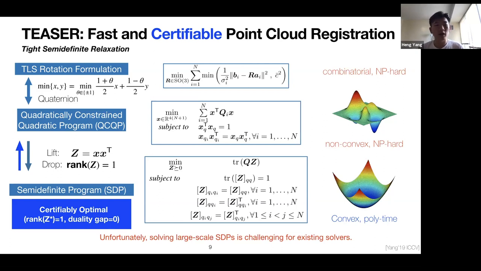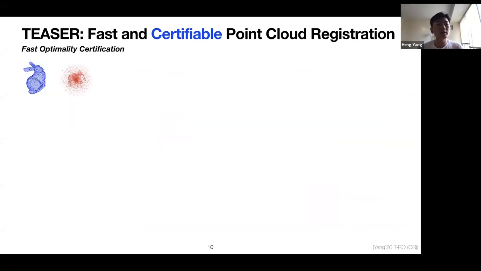And in fact, in practice, we found that this relaxation is almost always tight, when you have, for example, over 90% outliers in the measurements. But unfortunately, in the current literature, solving these large scale SDPs is still challenging. Although it's polynomial time and tractable in theory, in practice we still have a lot of challenges in solving these large scale SDPs. So now the question we want to ask is, can we design some sort of certifiable pipelines or algorithms without explicitly solving a large scale SDP?